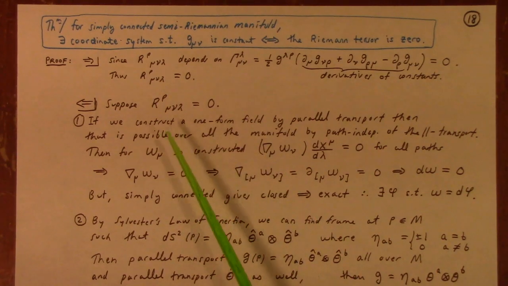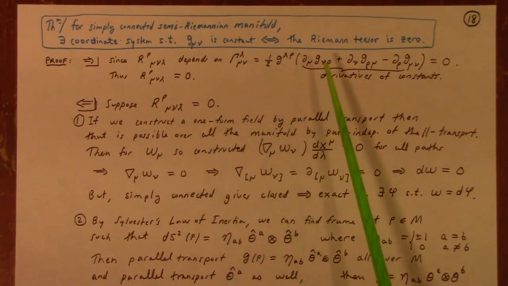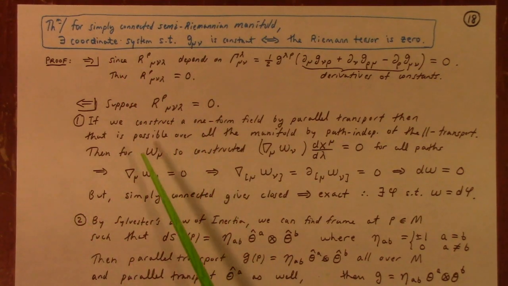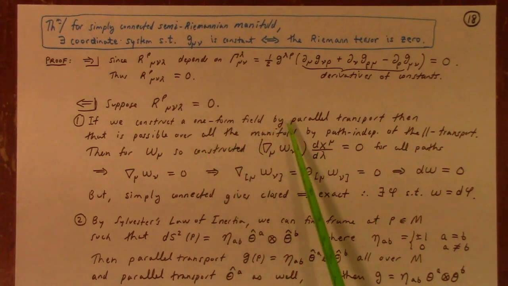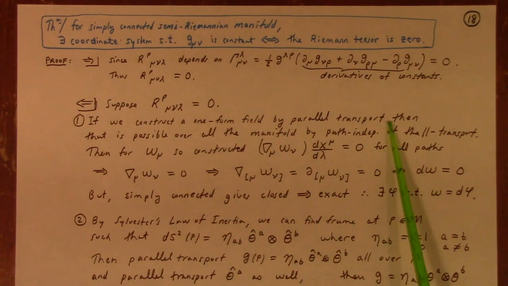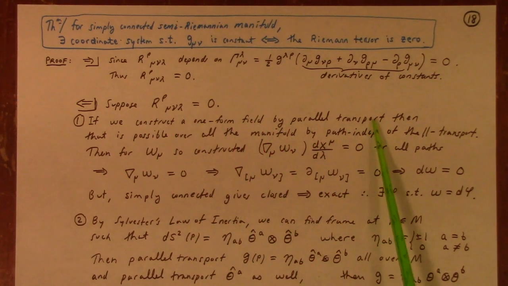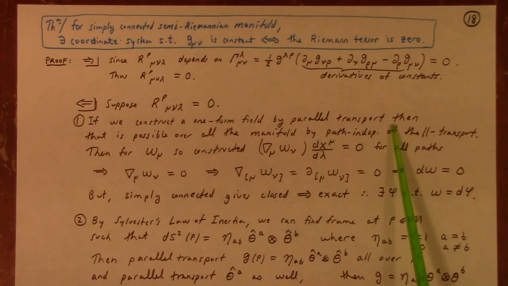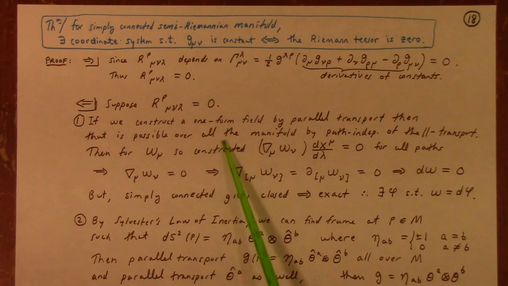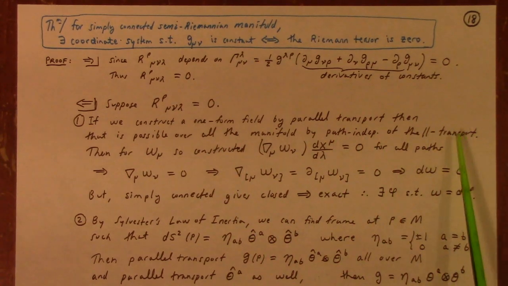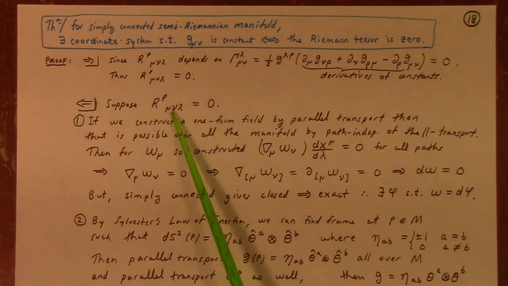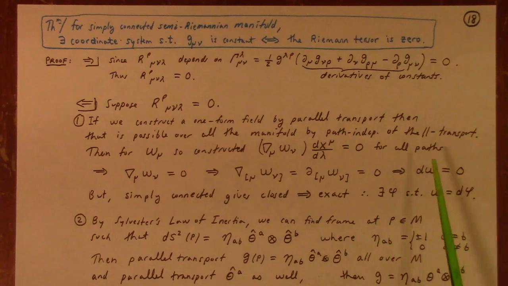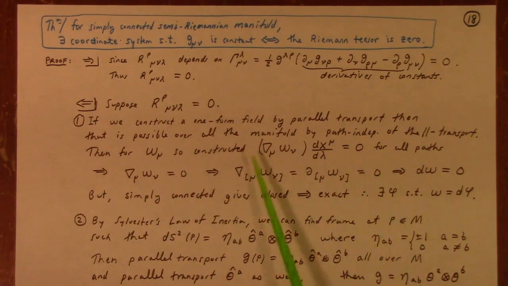If the curvature tensor is 0 on some simply connected region of a semi-Riemannian manifold, then point number 1 is that we construct a one-form field by parallel transport. That idea we'll dive into a little bit more in a future lecture, so my bad. Then that's possible over the whole manifold essentially by the path independence of the parallel transport. The reason that the parallel transport is path independent here is because the curvature is 0. So you can get the idea in a fuzzy way from the loop thing we were just talking about. Just trust me on it for the moment. Like I said, it's kind of a sketch.